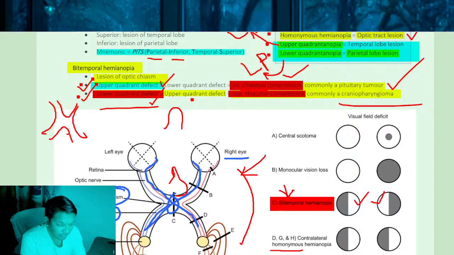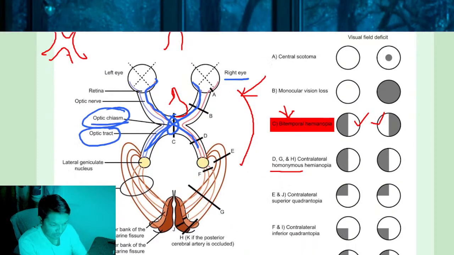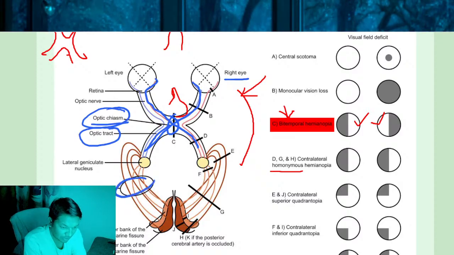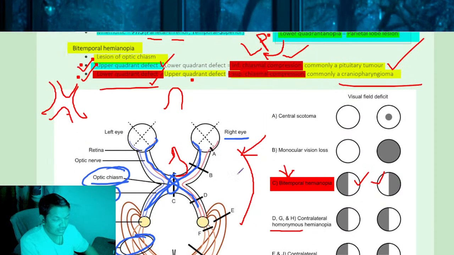And there is a crossing which is called the optic chiasma. Then we have the optic tract. We have the lateral geniculate body or nucleus. Then we have the optic radiation, and then we have the visual center. This is the normal pathway.